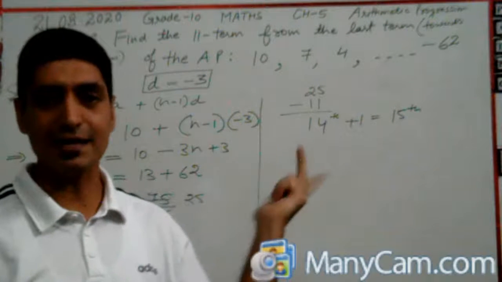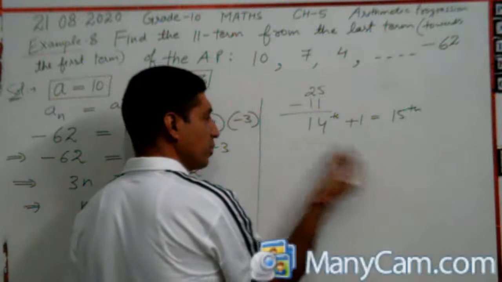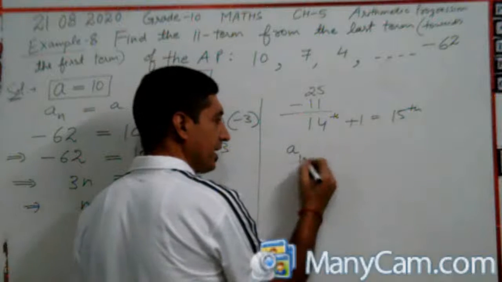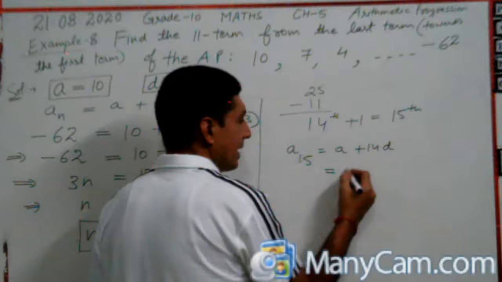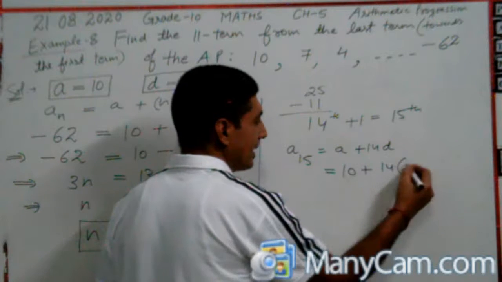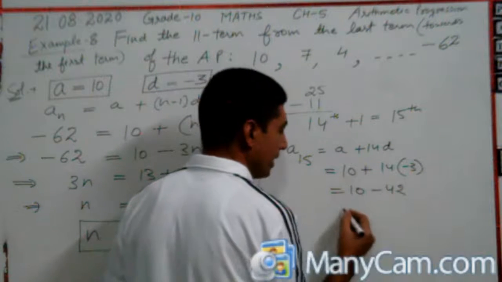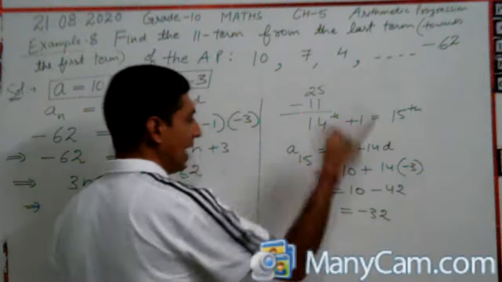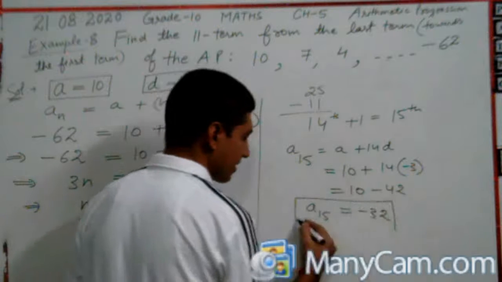I will give one example also. This is not our answer. You can calculate: we will not find A14, we will find A15, which is equal to A plus 14D. So A is 10 here, plus 14D, where D is minus 3. So the answer is 10 minus 42, which is equal to minus 32. So the 11th term from the last is A15. This is the answer.